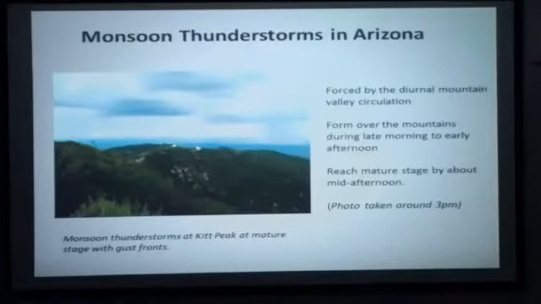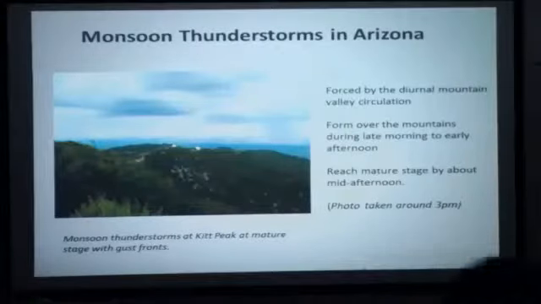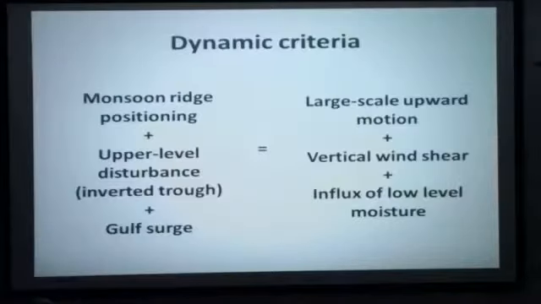So here is a really good photo from the top of Kitt Peak, just west of Tucson, where you see these typical air mass thunderstorms with their gust fronts right during their most mature stage. Now, if we want more organized convection, we need to consider the dynamic criteria.